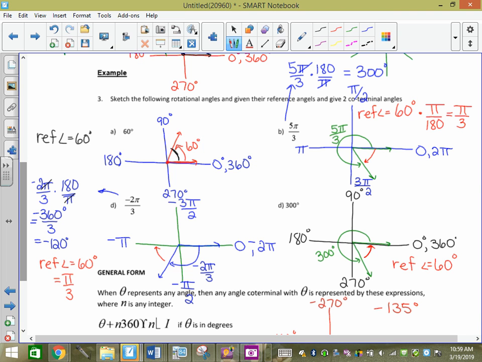So your reference angle is the little angle between your terminal arm and the x-axis. It's extremely important because when we go to do solving, we're going to need that reference angle. Okay? So I'm going to give you some questions to do for homework.